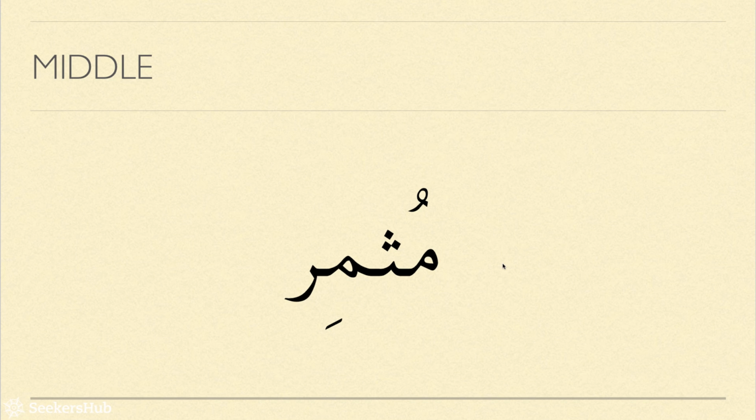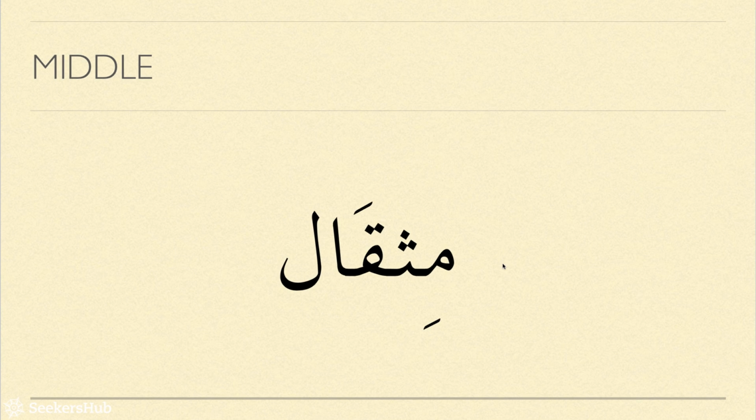Muthmir. Muthmir means something that bears fruit. And so here, this is a tha right in the middle, and it looks like again this joined up shape or this wave shape in the middle. It's got three dots on top, so this is a tha sound and not a ba or a ta.